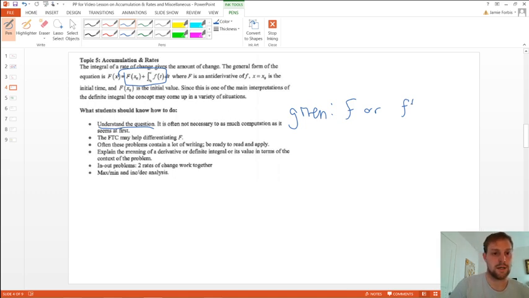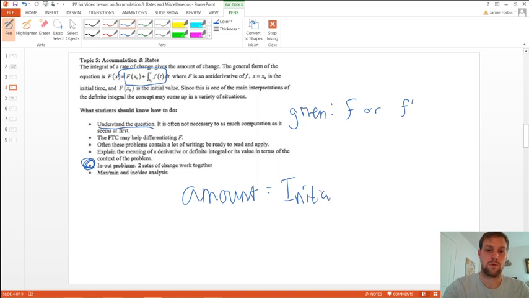I guess the biggest thing of all these is to just remember the formula, especially for these problems right here, in and out. So the amount is equal to the initial plus, usually the initial starts at time equals 0, the integral from 0 to t of rate in minus rate out. That's the biggest thing.